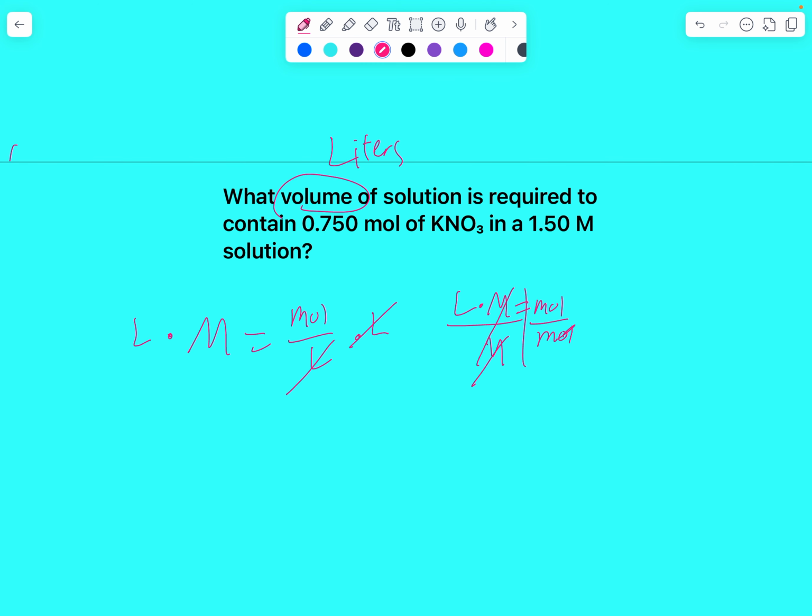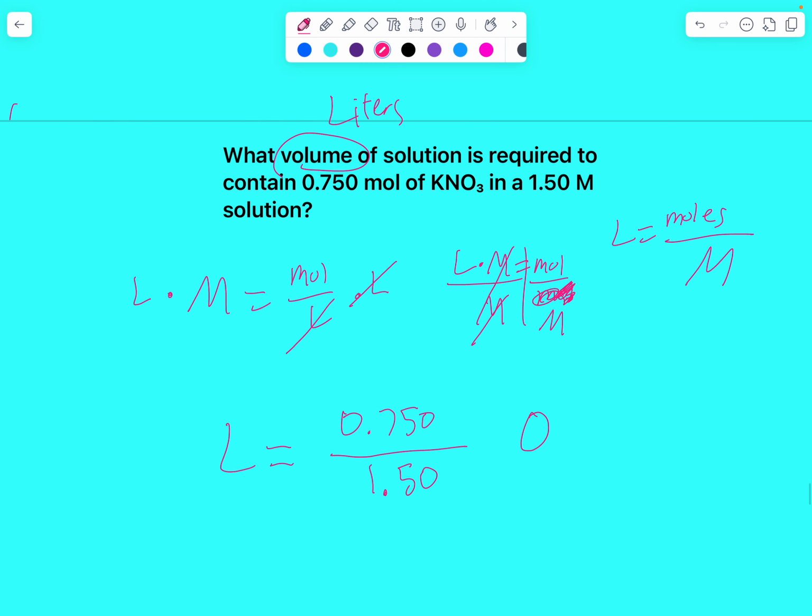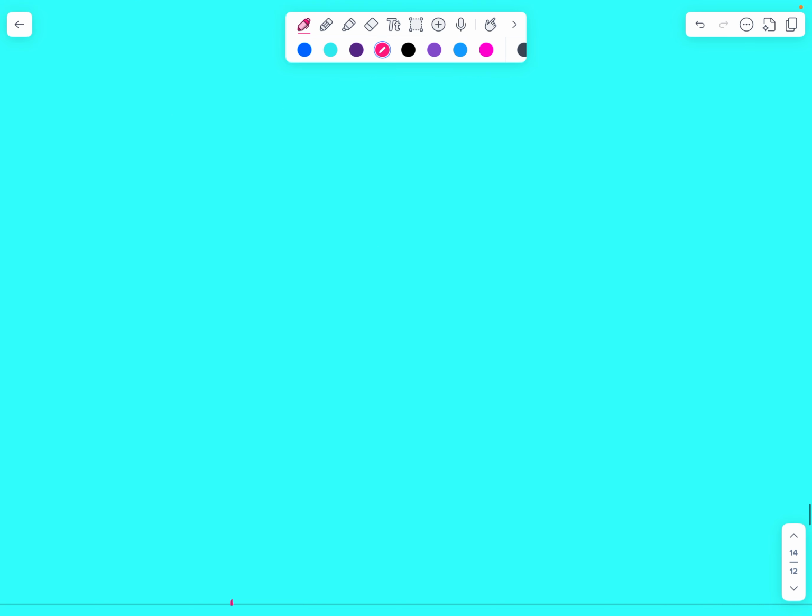I meant to put an M. So I have L equals moles over M. So I'm going to substitute the values. 0.750 all over 1.50. And when I do this, I'm going to get 0.500 liters. Rearranging the equation correctly is key on exams. Let's try this one, you guys.